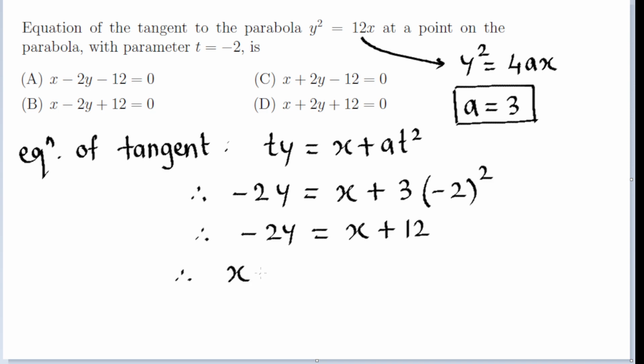So therefore bringing 2y on the other side, we will get the final answer as equation of tangent is x plus 2y plus 12 equal to 0, which is option D.